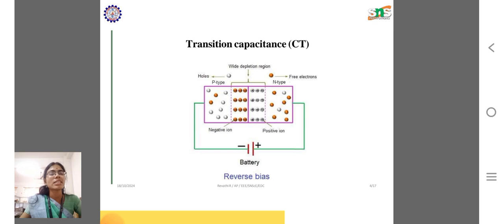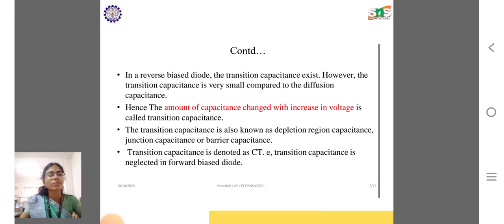Transition capacitance CT occurs when a battery is connected in reverse bias, with its depletion layer similar to that of a PN junction, where the P type is filled with holes and the minority carrier is electrons, and the N type is filled with electrons and the minority carrier is holes. Some free electrons flow through the layer and form positive ions and negative ions. In the reverse biased diode, the transition capacitance exists. However, the transition capacitance is very small compared to the diffusion capacitance. Hence, the amount of capacitance changed with increase in voltage is called transition capacitance.